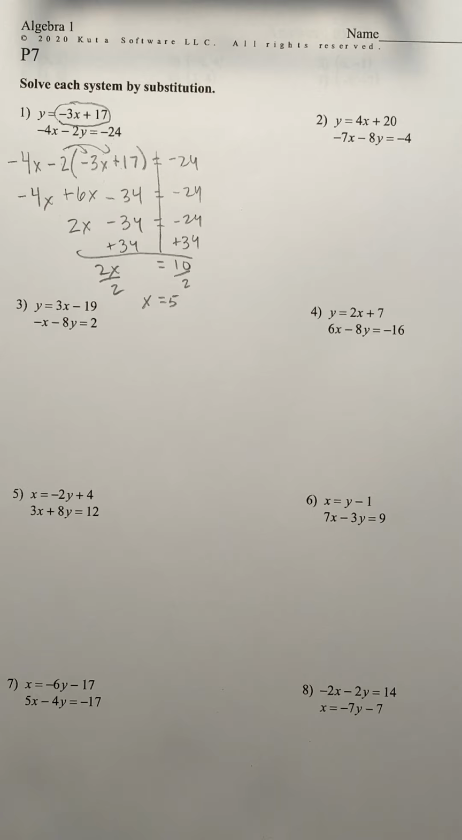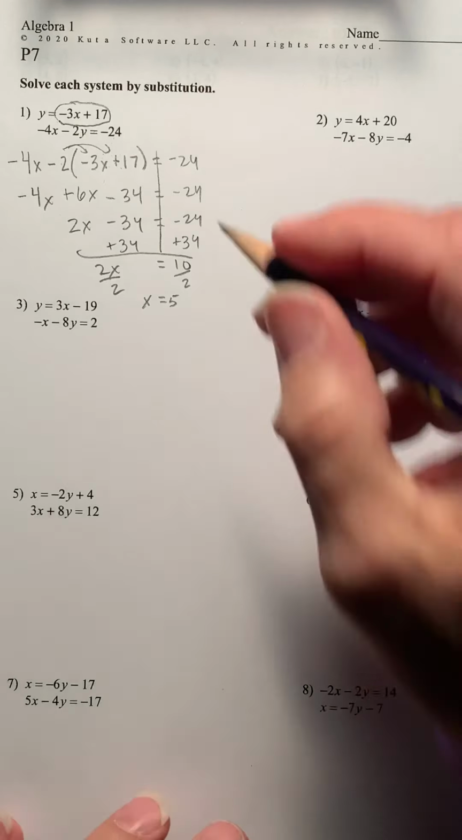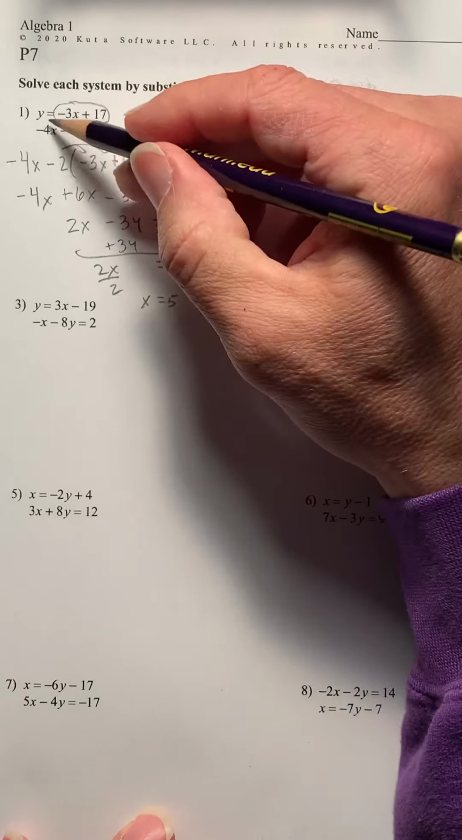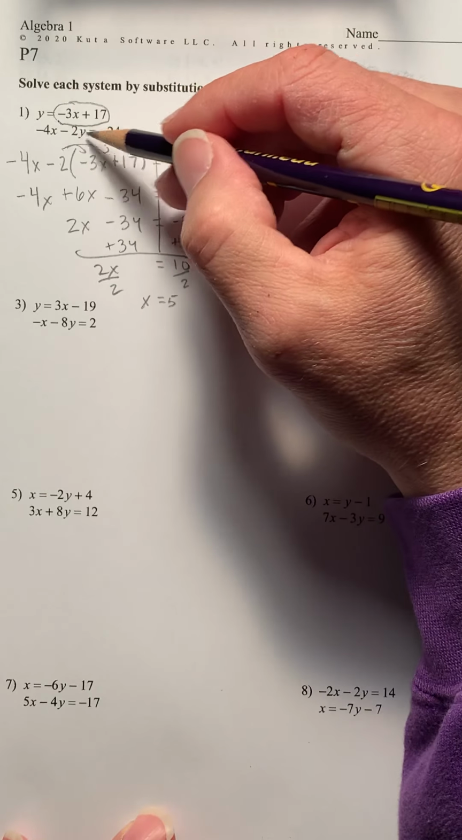Once we have one of the answers, we're going to go back, and I recommend you could go back to either equation and plug in place of x. You could put a 5 and replace it and then solve for y.